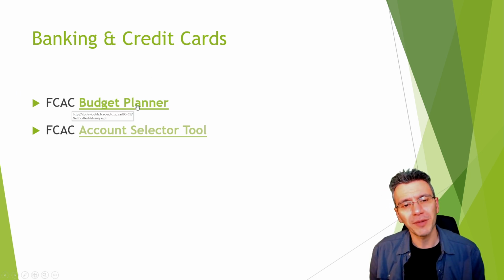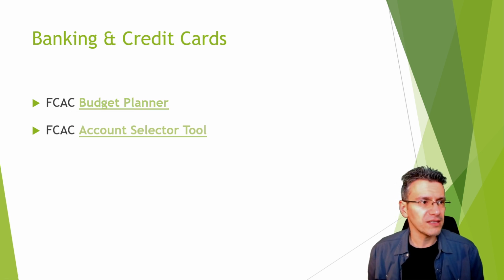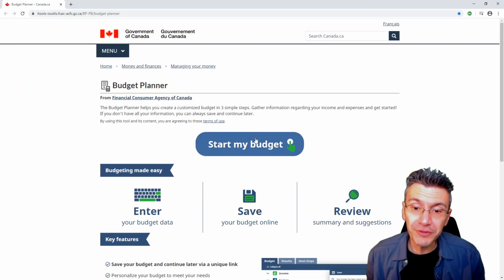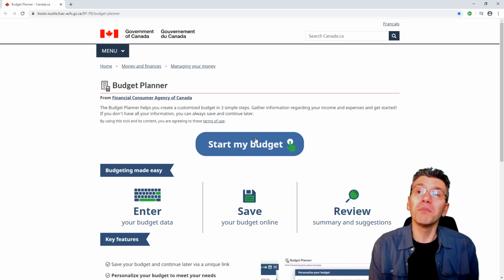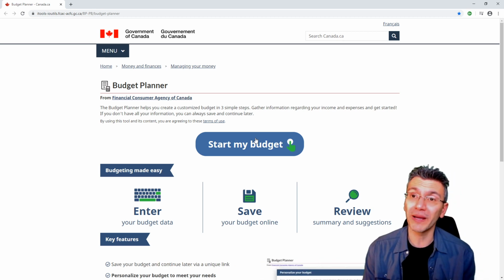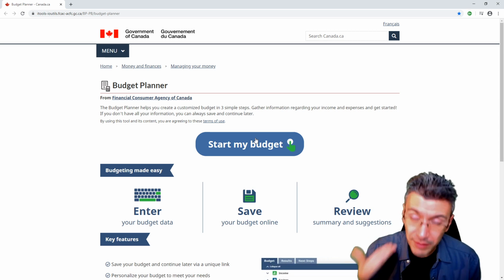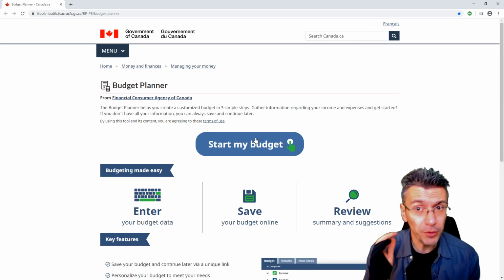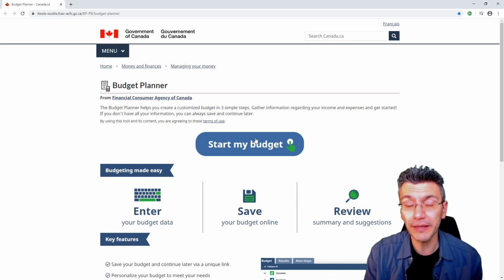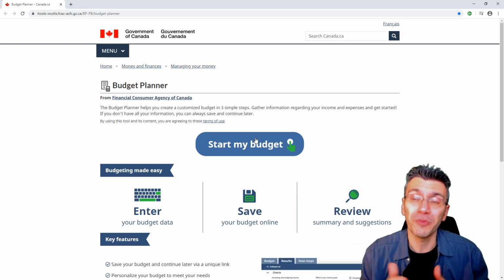So here's the budget planner. This is also from the FCAC. This is their online budget planning tool. The reason this is a really important thing, and how can a budget planner save you money? Very simply, most people, and there's quite a bit of research looking into this, both in Canada and internationally and globally, virtually at any age group.